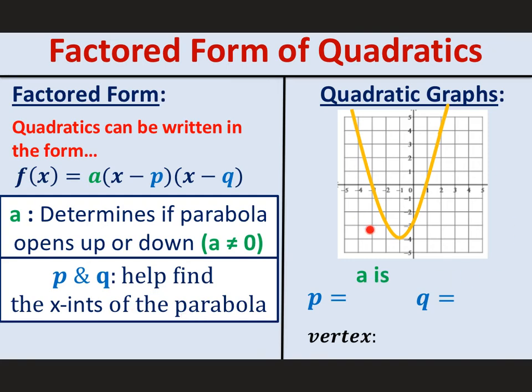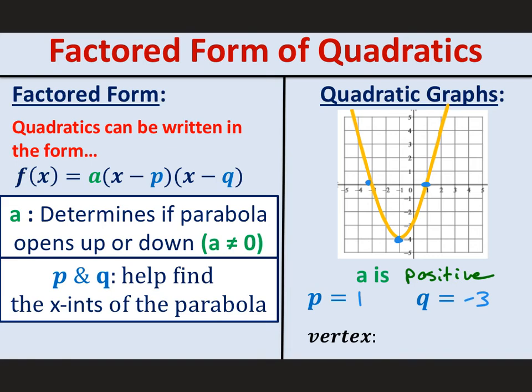So in this first graph right here, if we're just talking generic, since it opens up, we know a is a positive number. All right, we know a is a positive number, and we know p is going to be the x-intercept. Let's see, let's pick this one. So the x-intercept is 1, and q is going to be the x-intercept. Let's pick that one, is negative 3. Our vertex is this point down here.